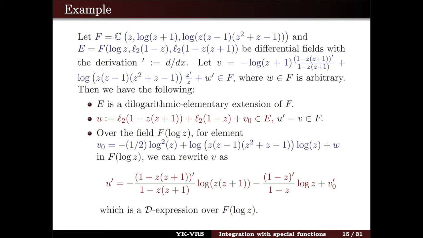So the point is this. If I have a del expression like this, when I simply attach a logarithm, in this case just one logarithm, then you can actually write this U prime as a special expression. So initially it may not be special, but after I do the logarithmic extension, then it becomes special.